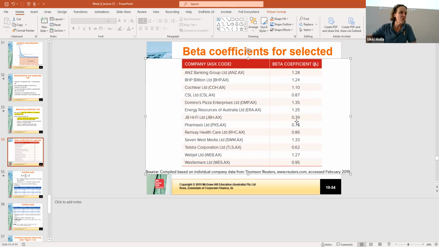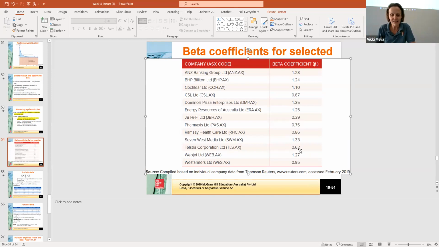Very low systematic risk relative to the market overall. And that could be factors like maybe they didn't use a lot of debt. Maybe they didn't have a lot of foreign exchange transactions, which helps them to reduce risk, or maybe they use a lot of derivatives to hedge against those risks.